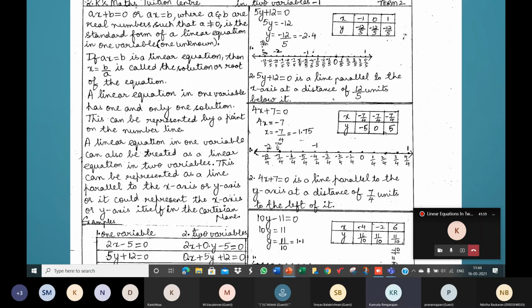A also can assume any real value but not 0, because if it is 0x, then it ceases to be a linear polynomial. 0x plus 5 is not a linear polynomial, because when it is 0x, it means there is no x term at all. 0x is 0. So then we have only 5.